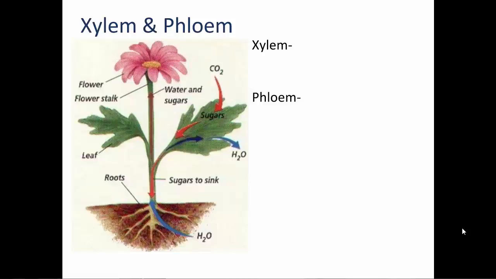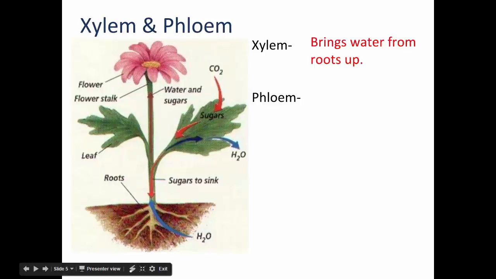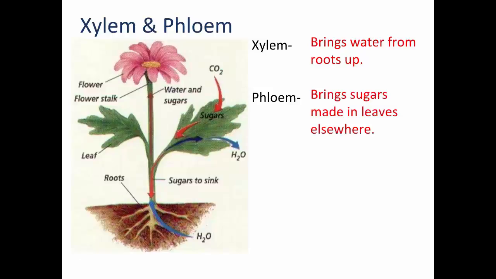Also, sugars need to be moved around. Sugars that are produced in the leaves need to be relocated to other parts of the plants, which are going to need those sugars for energy. And that happens through the phloem. So the xylem is carrying water from the roots to the other parts of the plants, and then the phloem is bringing sugars that are made in the leaves to other places.